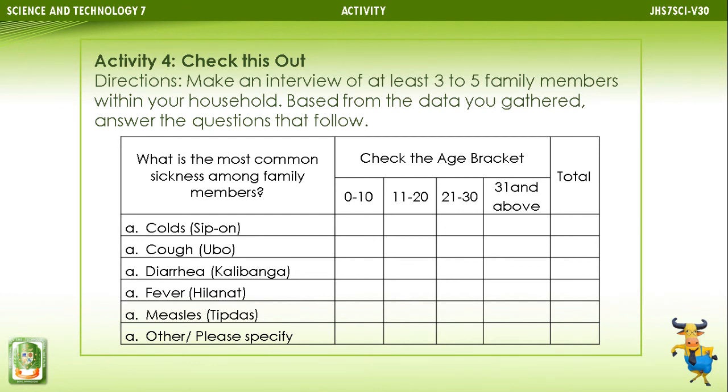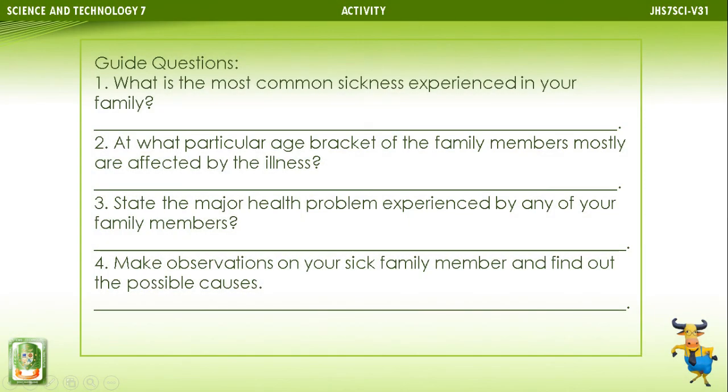Directions: make an interview of at least 3 to 5 family members within your household. Based from the data you gathered, answer the questions that follow. Guide questions. 1. What is the most common sickness experienced in your family? 2. At what particular age bracket of the family members mostly are affected by the illness? 3. State the major health problem experienced by any of your family members. 4. Make observations on your sick family member and find out the possible causes.